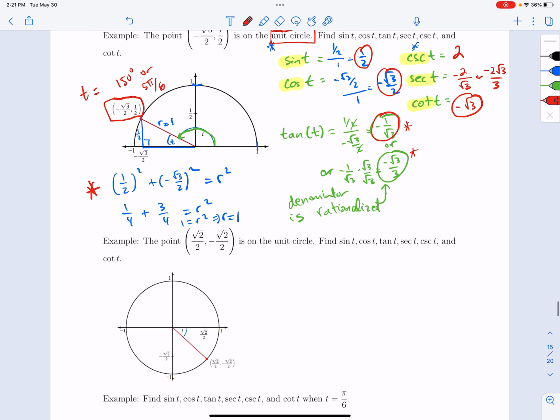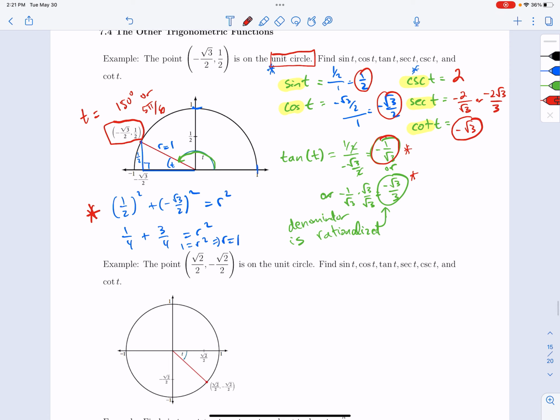All right, moving on to this next one. This next one is quite similar to the previous example. So the point root 2 over 2, comma, negative root 2 over 2 is on the unit circle. Find the value of the 6 trig functions for this. Okay, so let's see, sine.